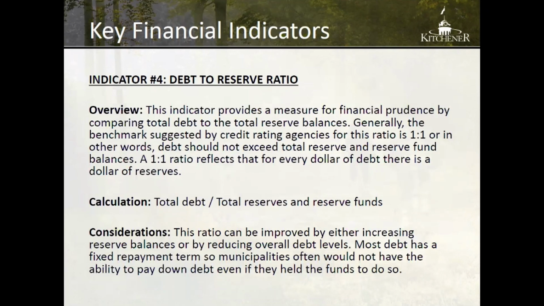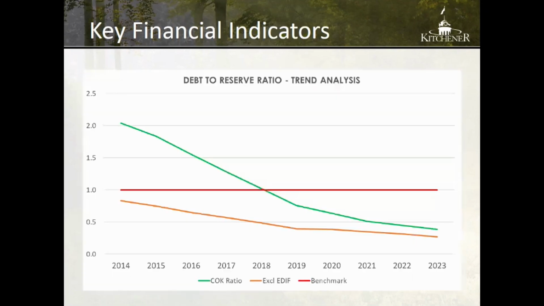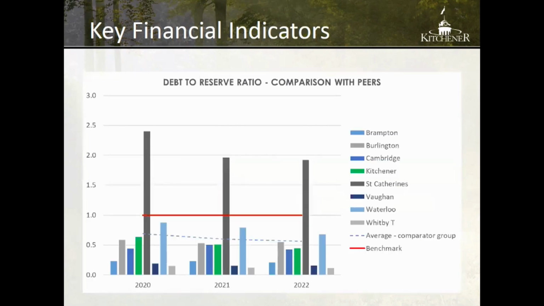The next indicator we will look at is the debt to reserve ratio. The general benchmark for this indicator is a maximum of a 1-to-1 ratio of total debt to total reserves. The city's declining debt and increasing reserves has led to improvements in this ratio over the past decade. And for the last 5 years, the city has been at or below the benchmark for this ratio of $1 in reserves for every dollar held in debt. The city is slightly below the average as a result of the recent trend of increasing reserves and declining debt.